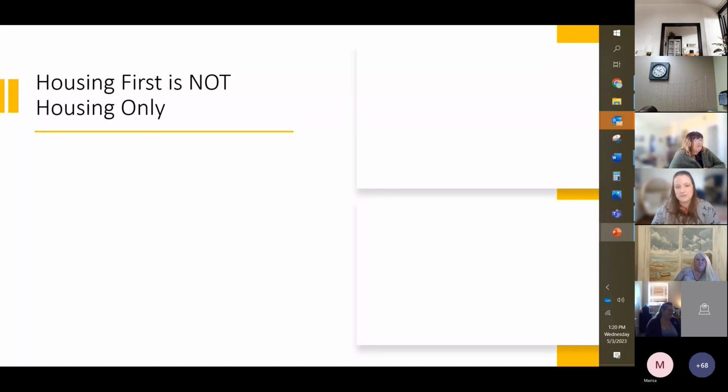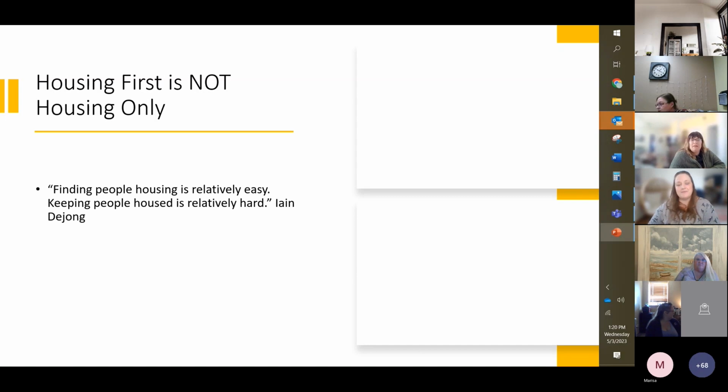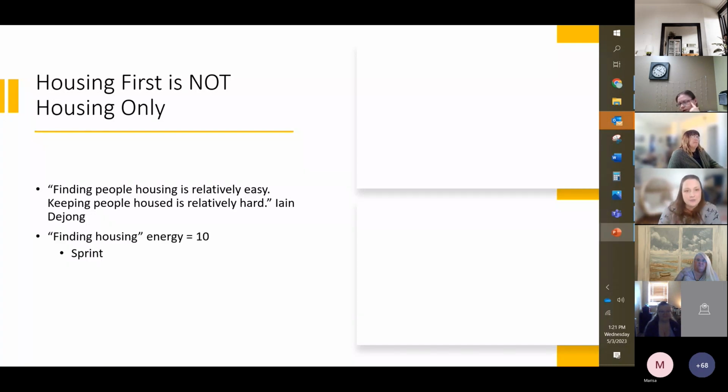So Housing First is not housing only. Ian DeYoung from OrgCode, we did a lot of technical assistance with them when we started Housing Navigation. I remember him talking about how keeping people housed or finding people housing is relatively easy. And I was like, pardon? I worked in a shelter while I was housing homeless people who had sex offenses on their record. You think that was easy, relatively? And then he says, keeping people housed is relatively hard. I was like, what? It's true.